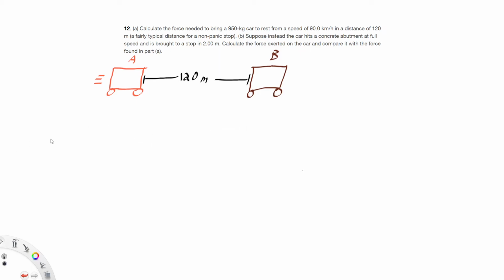All right. So our initial velocity is 90 kilometers per hour. It would be much more convenient if this was in meters per second, though. So we're going to do a little conversion there. So we got 1,000 meters per kilometer, and 1 hour is 3,600 seconds. So this is what? Just 25 meters per second?